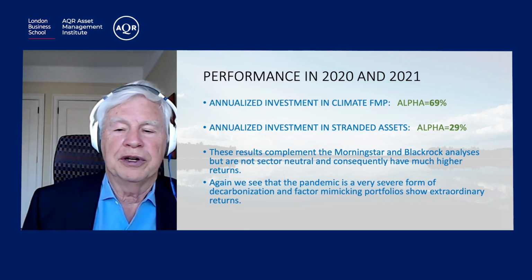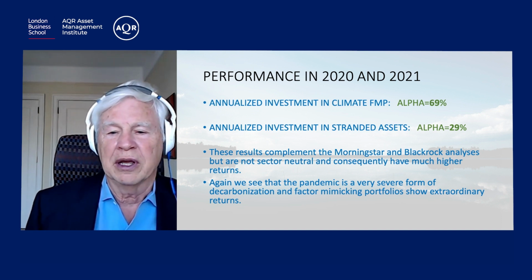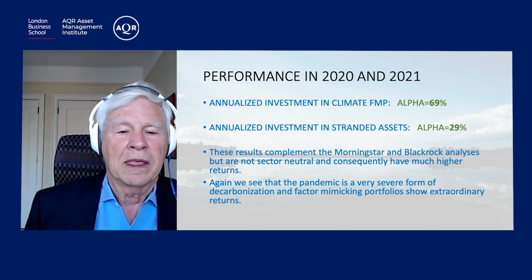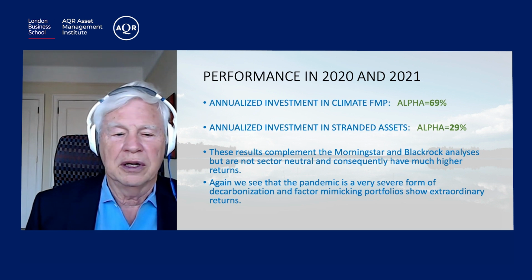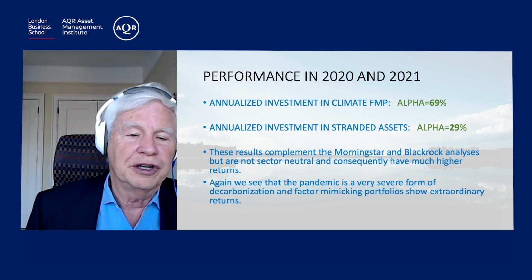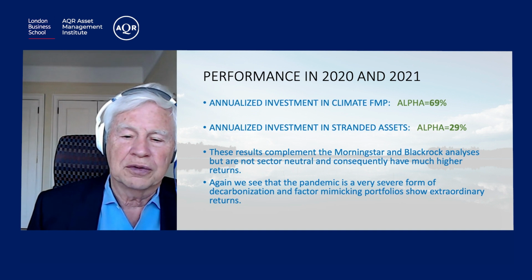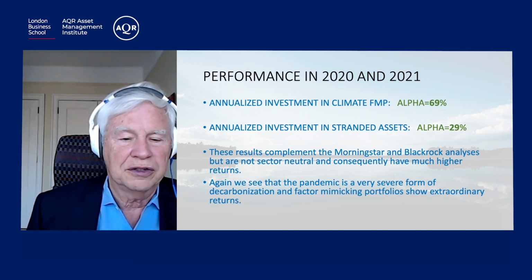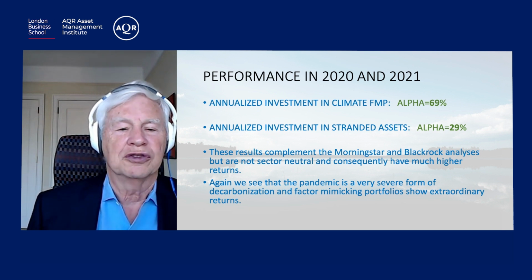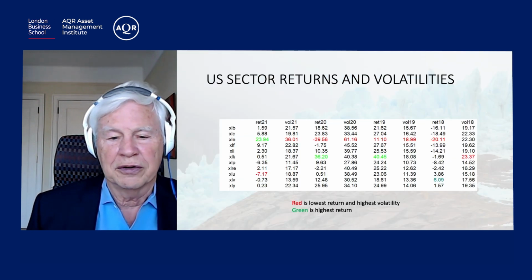This portfolio was pretty successful in general, but it was especially successful during the pandemic. It had an alpha of 69% in 2020, which is pretty amazing. The stranded asset portfolio had an alpha of 30%. So these complement industry research, which says that sustainable funds did very well during the pandemic. But I think the pandemic had a lot of features which look like transition risk in the climate space.